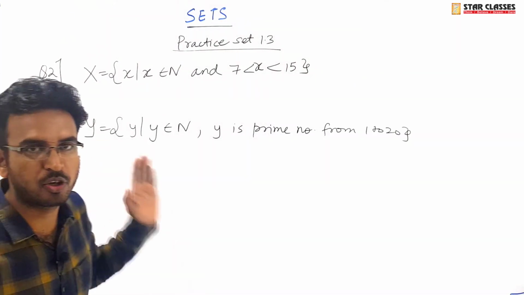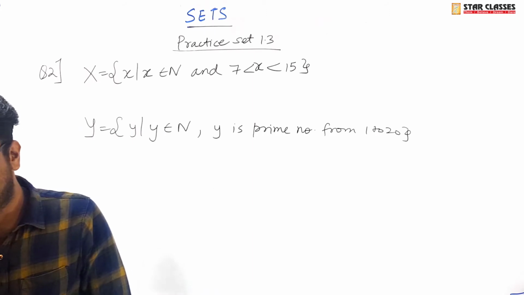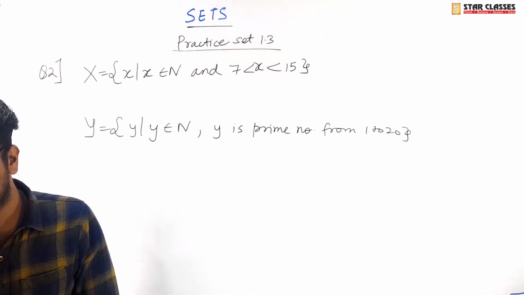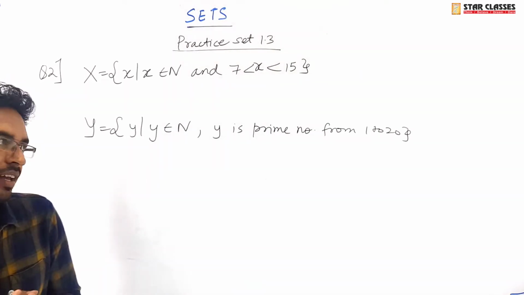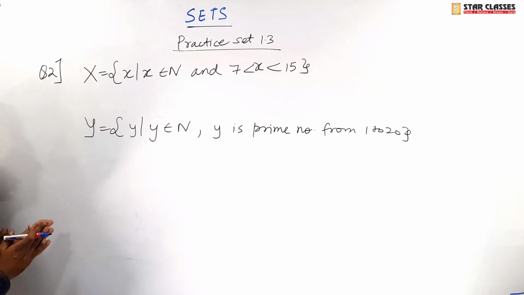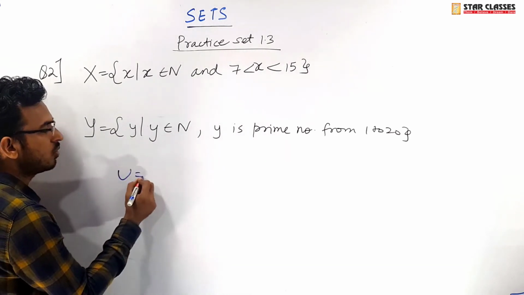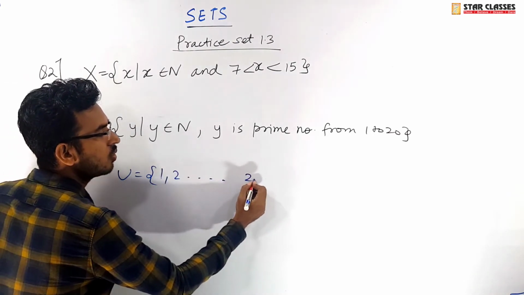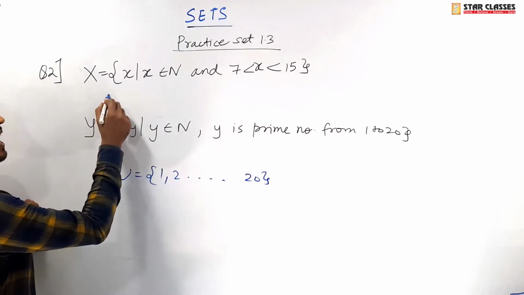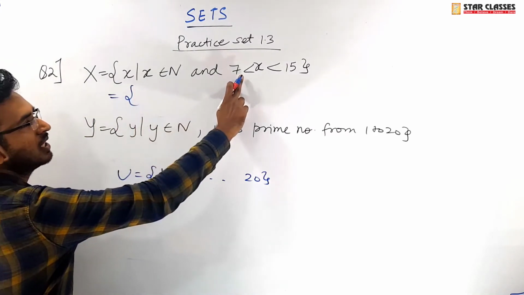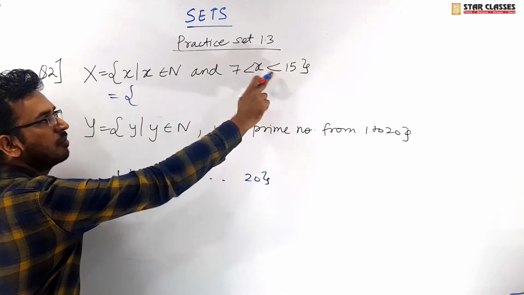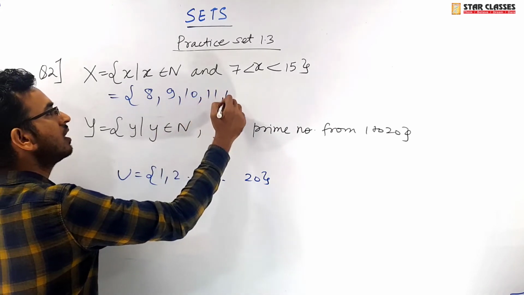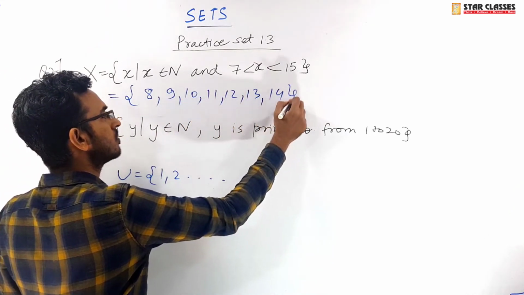Now let us do question number 2. They have asked, take the set of natural numbers from 1 to 20 as universe and show sets X and Y using a Venn diagram. So we have to draw a Venn diagram for it. First take the universe. Universe is the set of numbers from 1 to 20, all the numbers. X is natural numbers between 7 and 15. You cannot take 7 and 15 because there is no equal to sign in it. So the numbers are 8, 9, 10, 11, 12, 13 and 14.